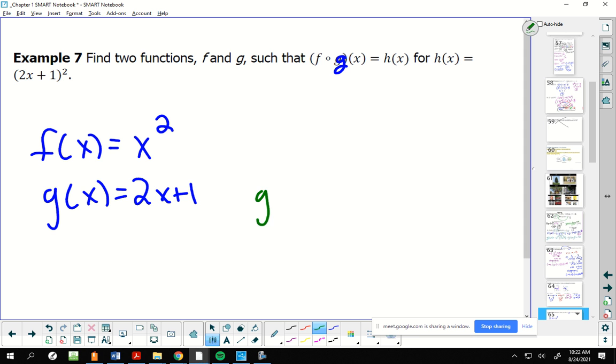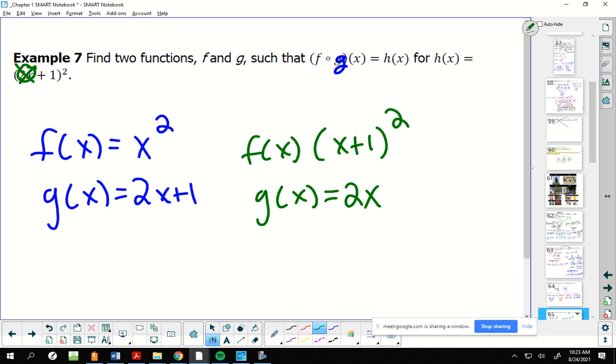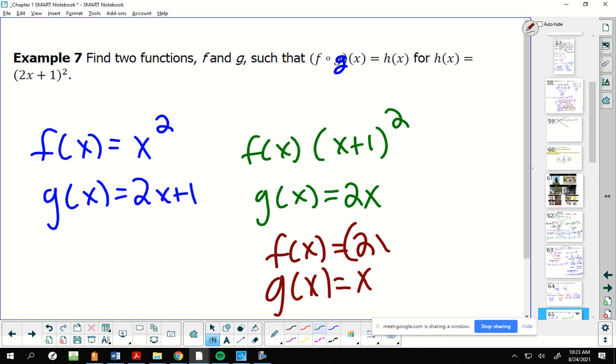But you could also do something like this. You could say g of x is this part, just the 2x. And what would you have to plug that? That would then become your x. So then f of x would be x plus 1 quantity squared. Right? So then if you plug g of x into here, then we end up with that function. Or you can even go as simple as saying that g of x is x. What are you plugging it into? 2x plus 1 quantity squared. Right? You could even go that simple.